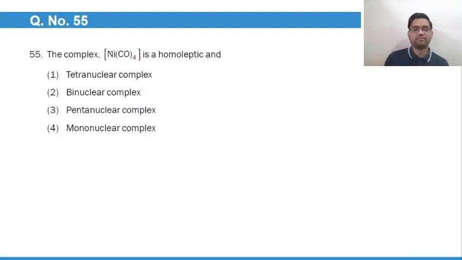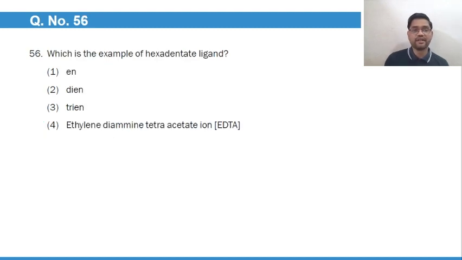Question 55. The complex Ni(CO)4 is homoleptic and homonuclear because only one nickel ion is there. So not homonuclear, mononuclear, single nickel ion. So the central metal atom is 1, so it is mononuclear. Question 56. Which of the following is a hexadentate? Famous example, EDTA, hexadentate. So the best option will be option number 4.